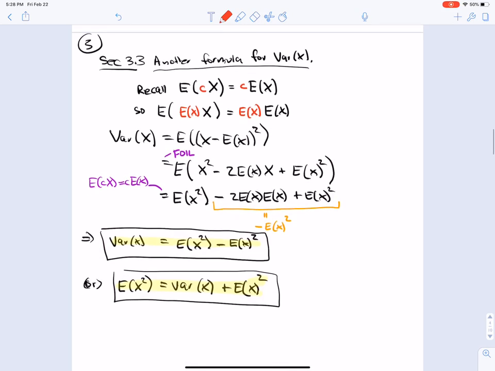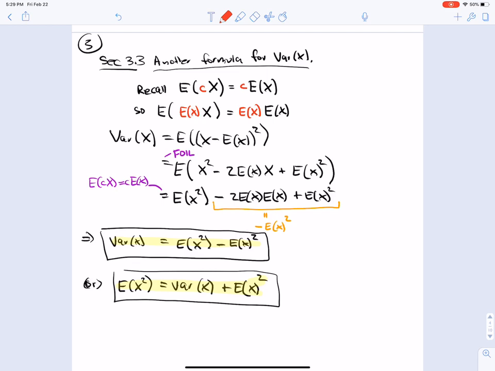So on to another formula for the variance. Remember, property of expectation: constants pull out. In particular, the expectation of X is a constant. So if you see expectation of X times X, the expectation of X pulls out. So to make an alternate form of variance, we're going to FOIL the X minus expectation of X, squared, and so you get X squared minus 2 expectation of X times X plus expectation of X squared.